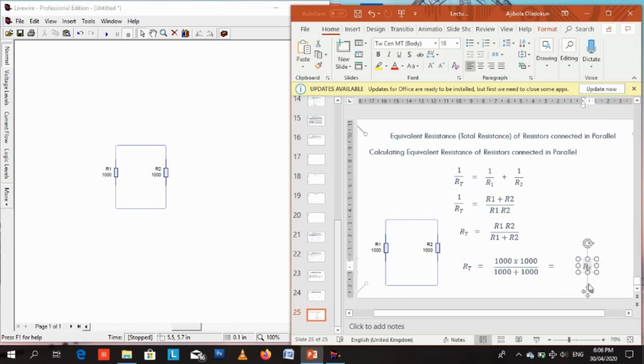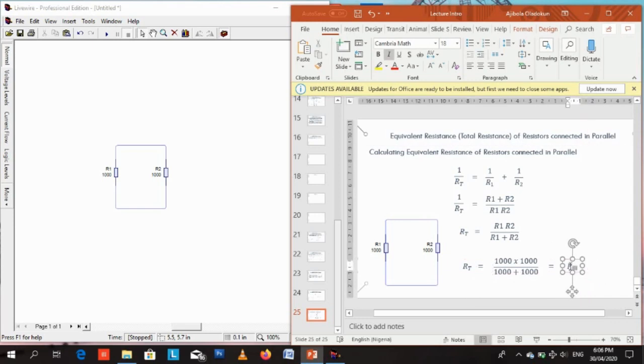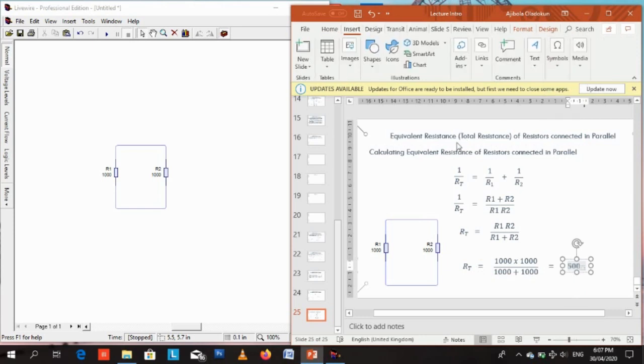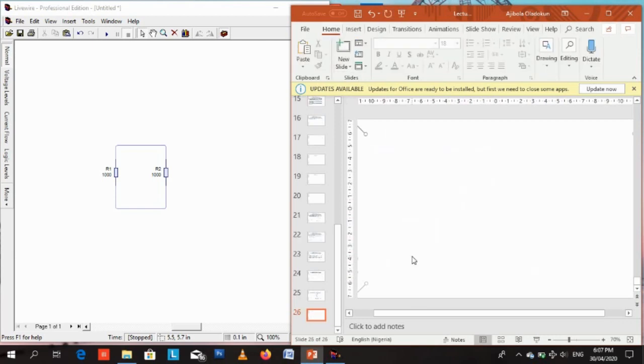So let me do some arrangement here. RT. If you simplify this, you actually get 500 ohms. The numerator will give us 1 million, and the denominator gives us 2000. So if you divide that with your calculator, you get 500. What this means is that if you connect two 1000 ohm resistors in parallel, it's as if you are connecting a single 500 ohm resistor to the voltage source.